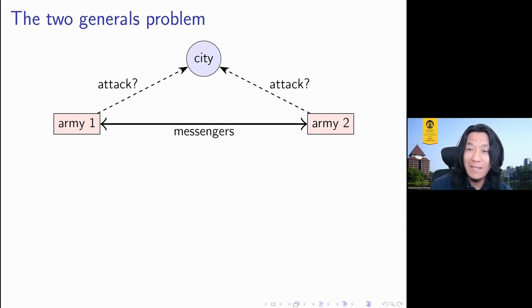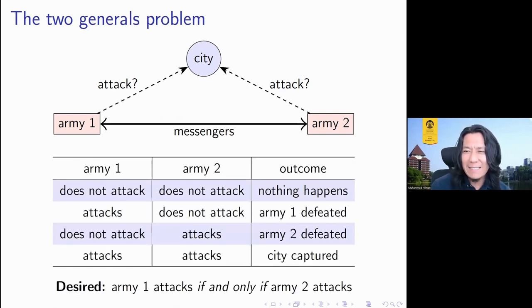But the problem in here, those two armies have to agree on when they should attack the city. Because if they are not attacking at the same time, obviously it will fail, right? So how can those armies reach some kind of agreement on when to attack the city?